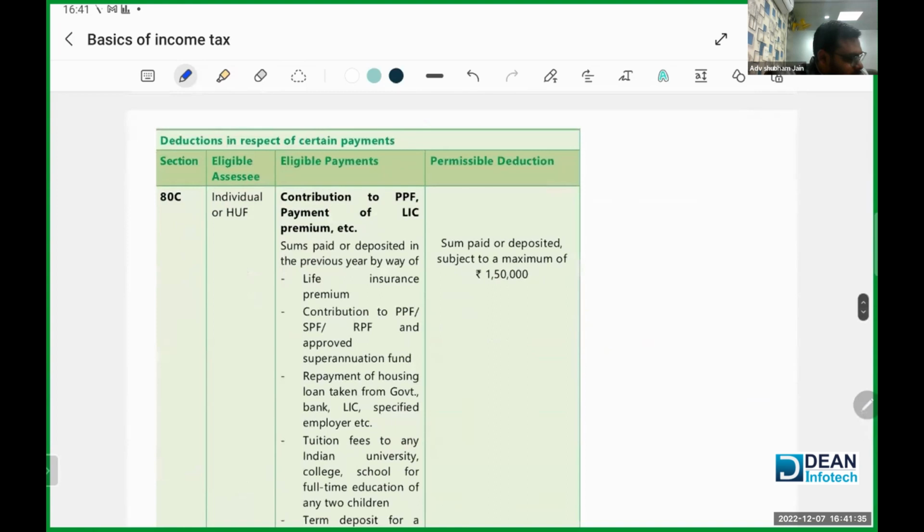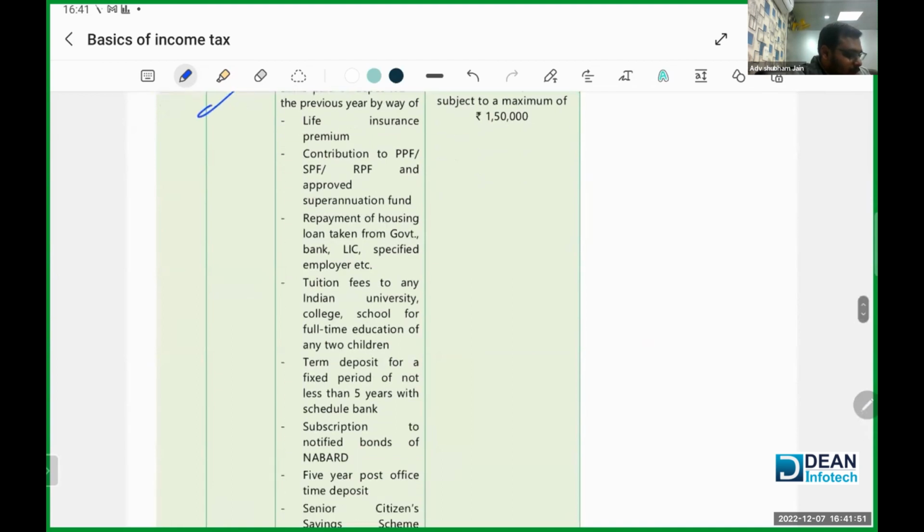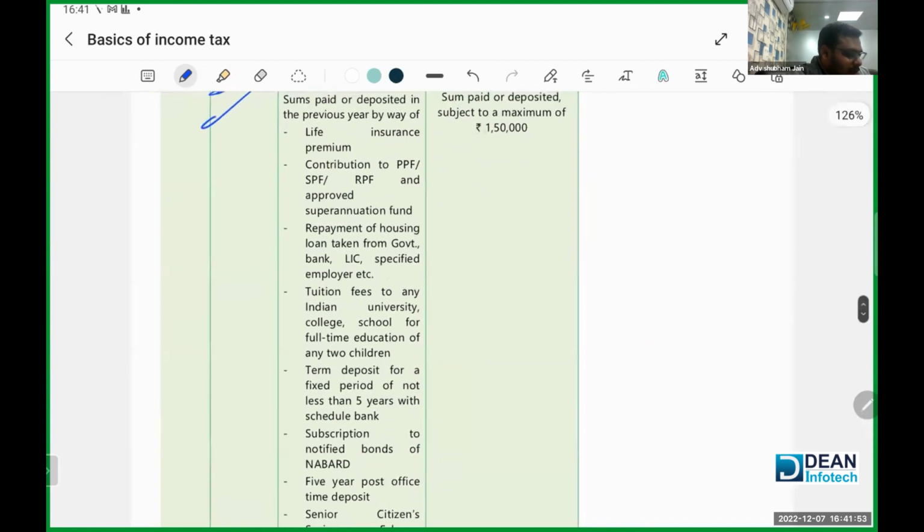So all of us must be familiar with this particular deduction. As you can see on your screen, deduction of 80C, which is applicable for individual and HUF. HUF is a different concept; we'll learn about it later on. Any person who has contributed to PPF or LIC. Now you can see what all things are covered in 80C.